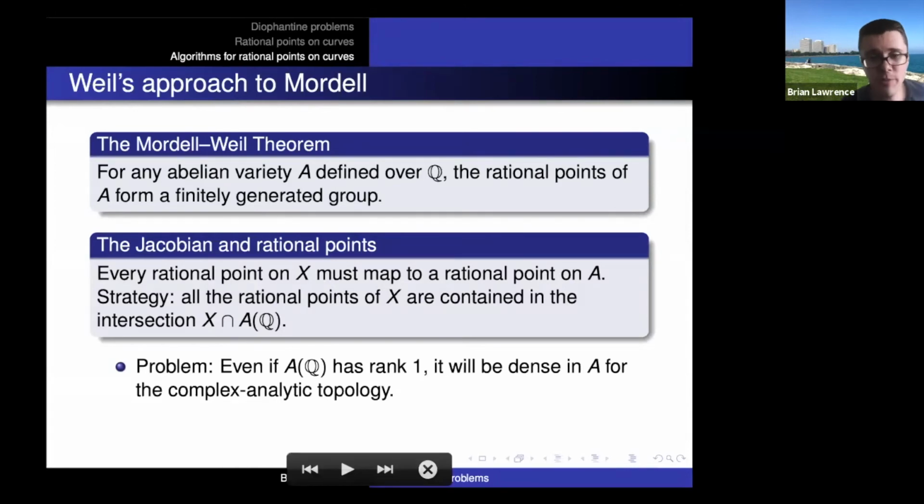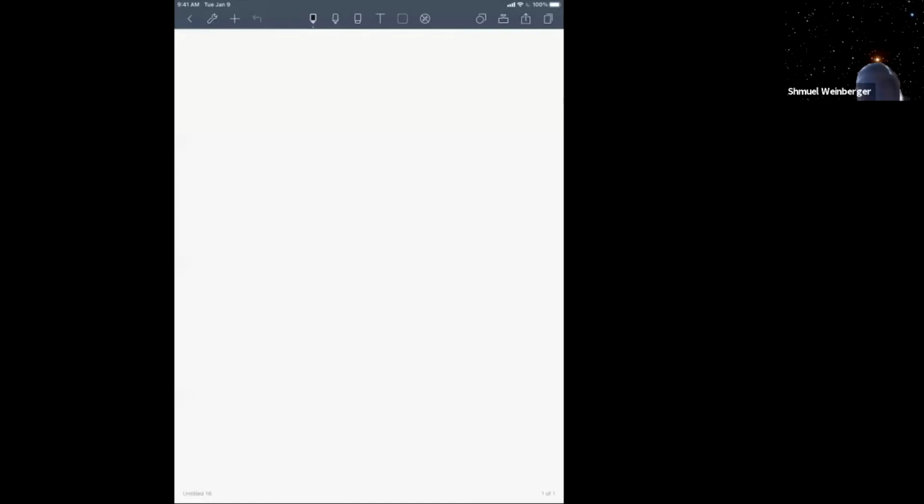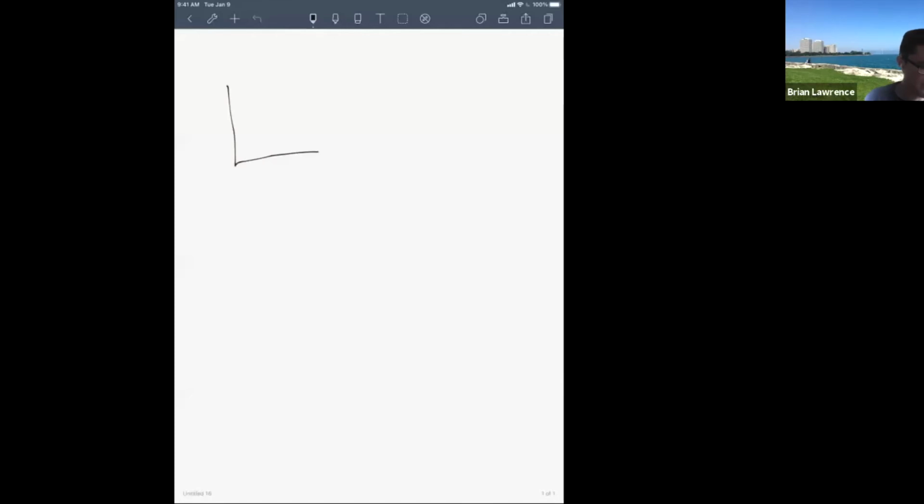And I'm going to try to draw my screen, share another screen here to kind of show what's going on. You should see a blank white screen. Do you see a blank white screen? Yes. Yep. Okay. So here I have this complex torus.